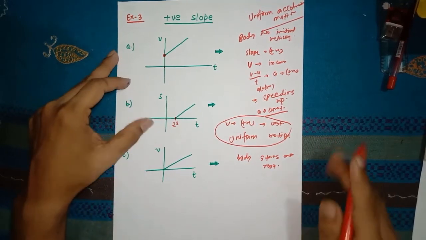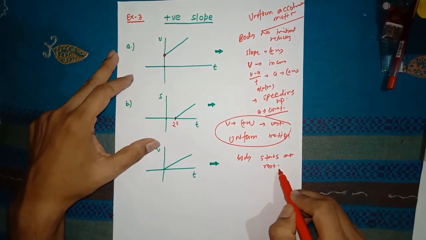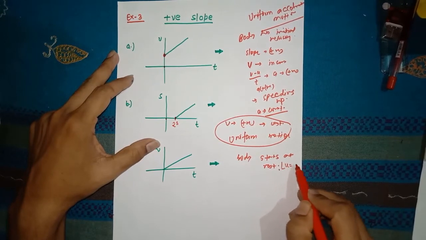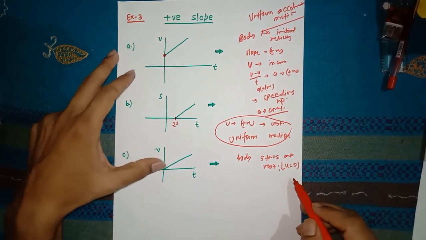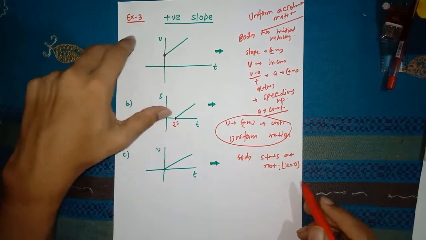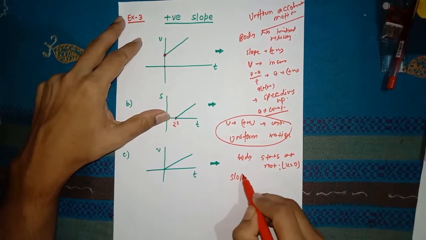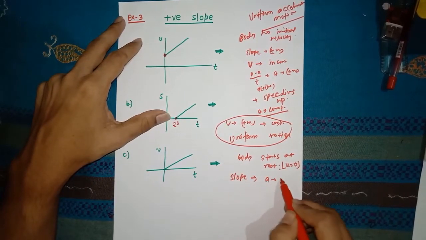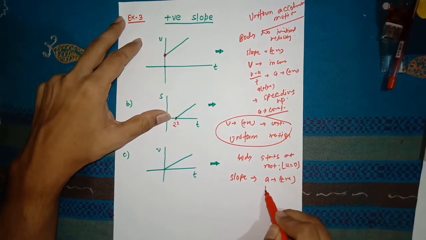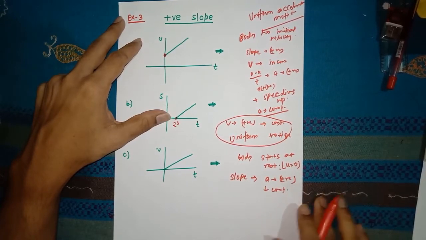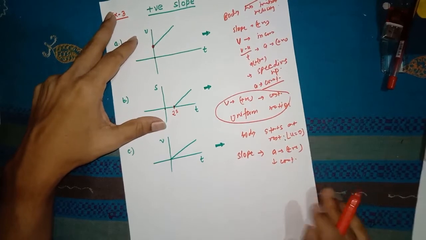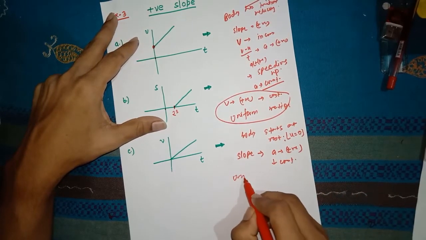But here the body starts at rest, or initial speed is zero, and it increases its speed as time passes. The slope is positive, that's why acceleration is also positive, and it is a straight line graph, that's why A is constant in the whole journey. And so it is uniform accelerated motion.